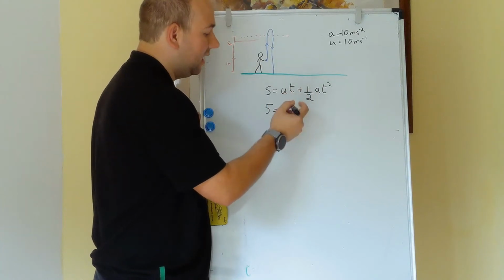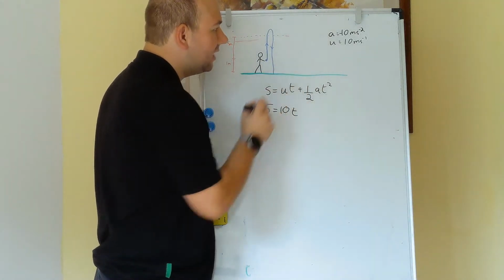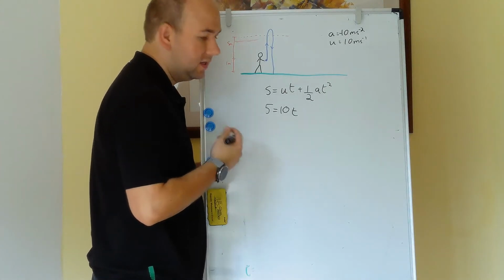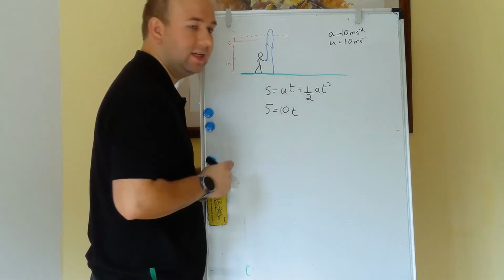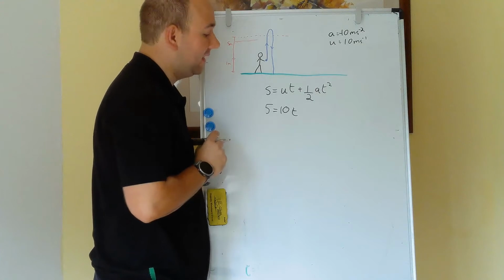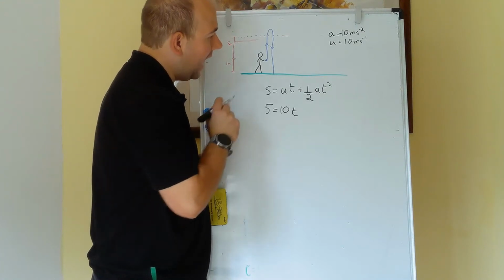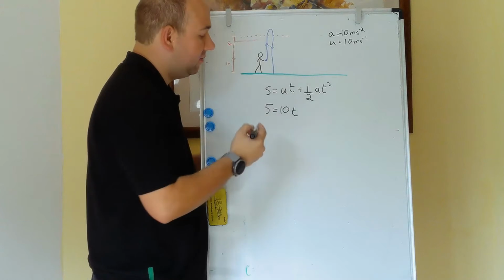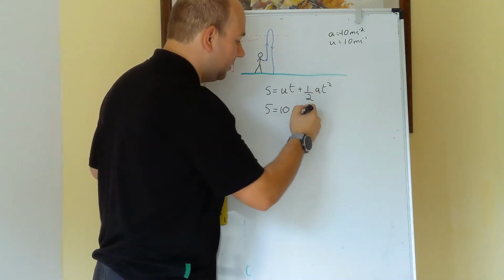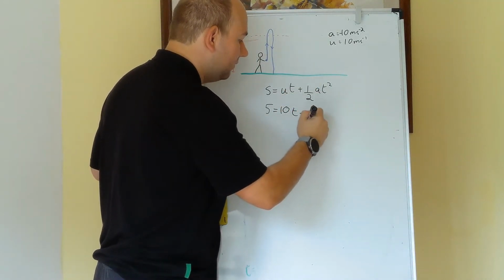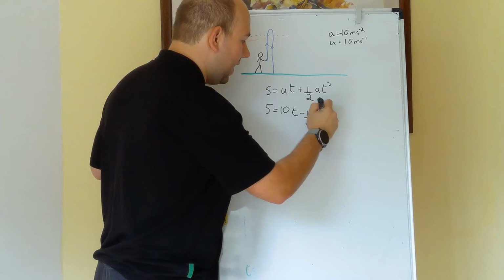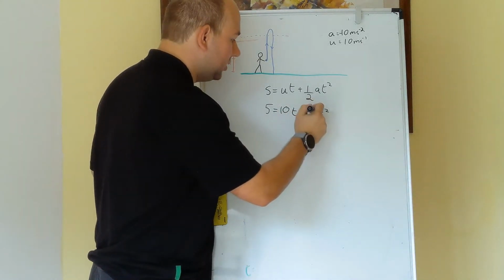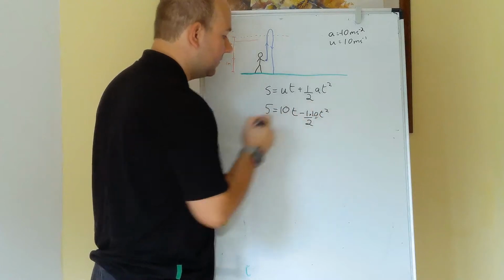So the half stays as a half. The acceleration due to gravity I'm going to take as 10 metres per second squared. I know it should be 9.8, but for this example I'm just going to use 10 because it makes the maths a little bit easier. And because acceleration is acting downwards, it's going to become minus. So I'm going to put minus a half at squared, and the a is going to turn to 10.